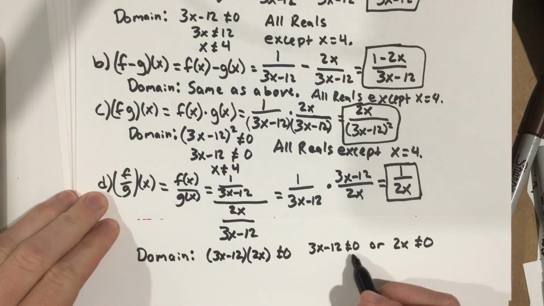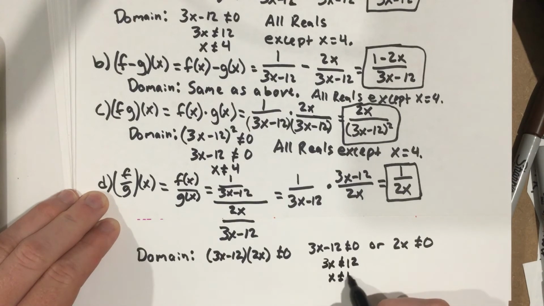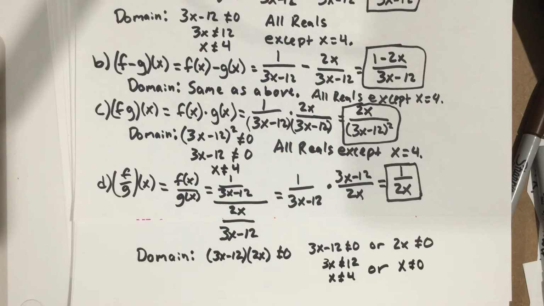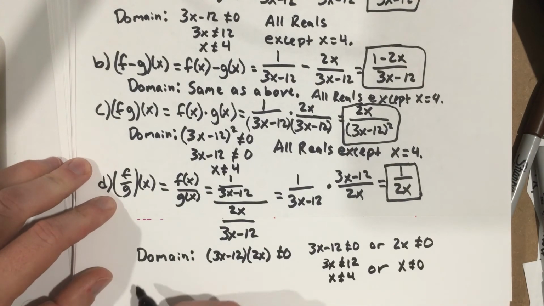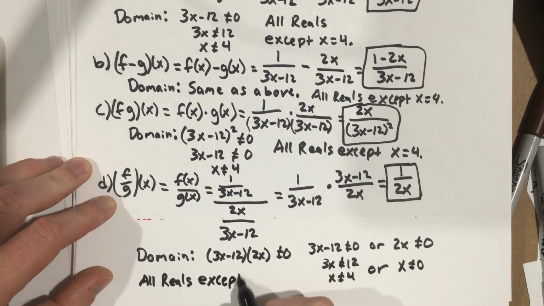So we're going to add the 12 over. We get 3x not equal to 12. Divide by 3, x cannot equal 4. Or divide by 2, x cannot equal 0. So our domain is going to be all reals except for x equal 4 and x equal 0. So all reals except x equal 4 and x equals 0.